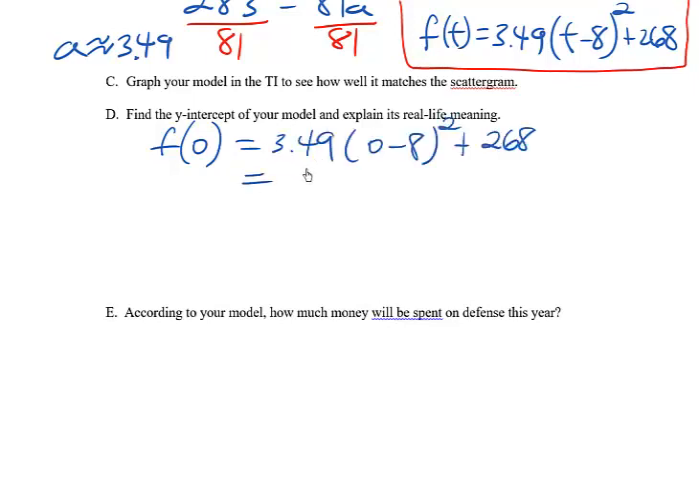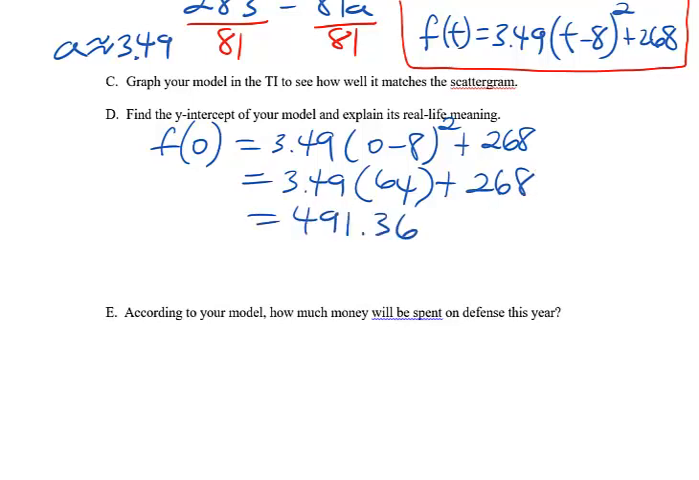Let's see, in terms of working this out, again, don't overthink the parentheses there. 0 take away 8 is negative 8, and if you square negative 8, you get positive 64. And then just reach for your calculator, and I think we're all done. I got about 491. As far as the real-life meaning, it might help to write it as an ordered pair. We're saying the y-intercept is 0, 491.36.